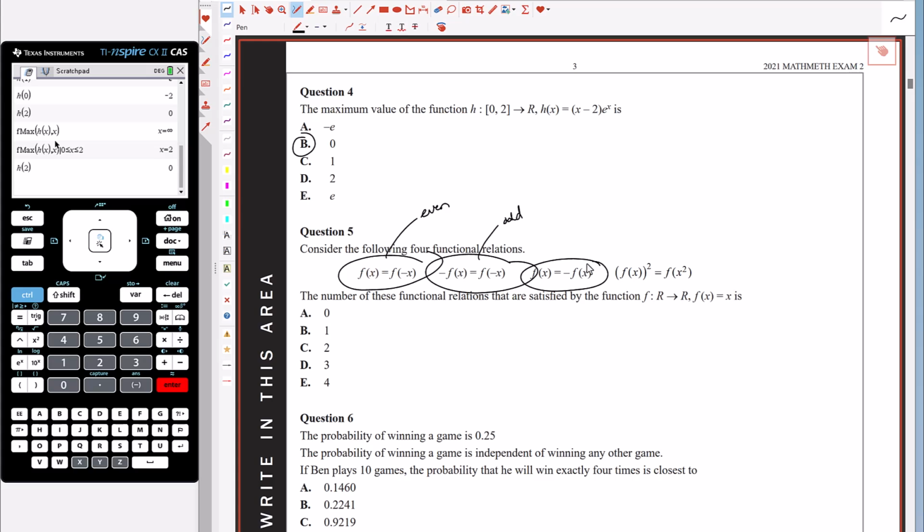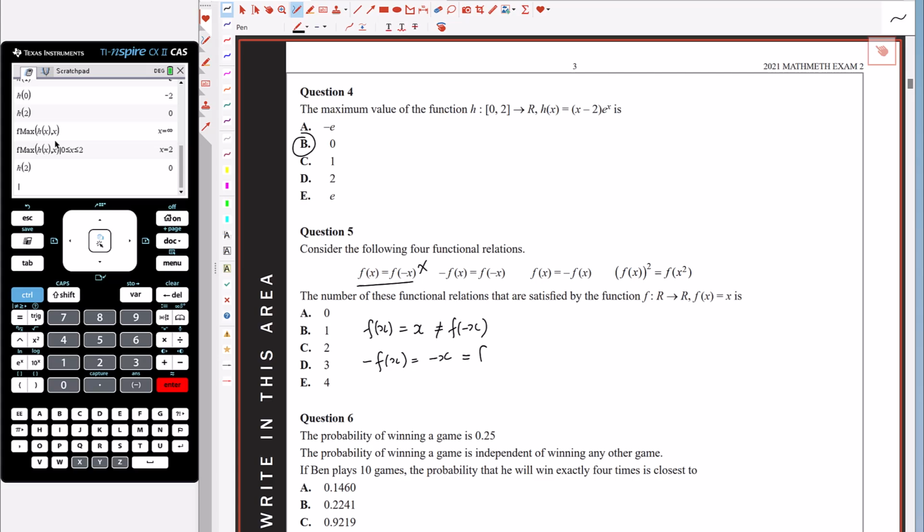And then f of x all squared equals f of x squared. Okay, so the number of these functional relations that are satisfied by the function f of x equals x is, okay, so it's a nice simple function, so definitely quick enough to do it by hand, although we could use a CAS here if we needed to or wanted to. So obviously thinking about this functional relationship, f of x is x, and that does not equal the same thing as f of negative x, so that one's not true. The next one, negative f of x, would be negative x, and that is going to be the same as f of negative x. Okay, so f of negative x means wherever there's an x in the function, you replace it with a negative x, and so that is the same as multiplying the whole function by negative 1. So that one is going to be true, the second one.